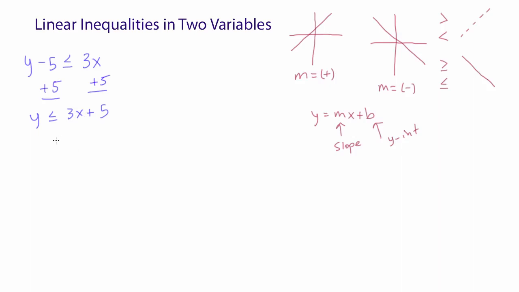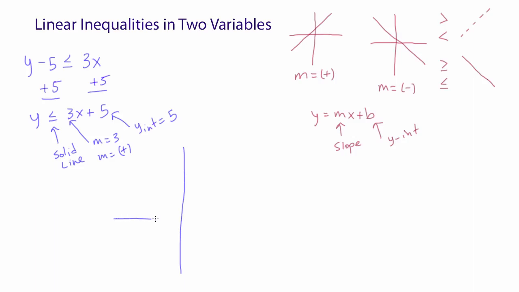There's a lot of information here. First of all, this inequality, less than or equal to, tells me it's a solid line. This 3 tells me that the slope is 3, which means that the slope is positive. And the 5 is the y-intercept, where the line hits the y-axis, so that's 5. A lot of information here. All right, so let's graph.